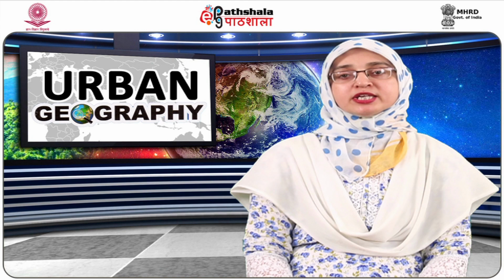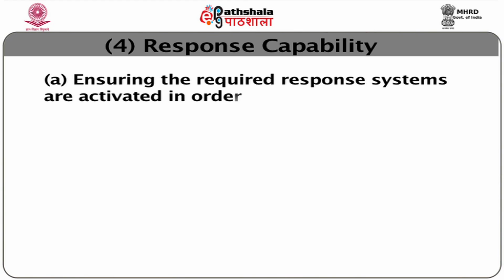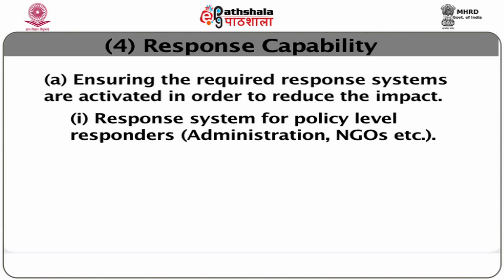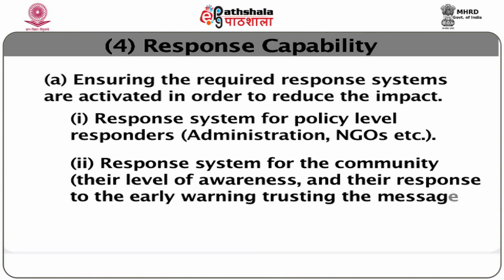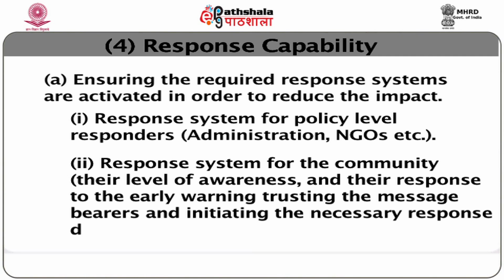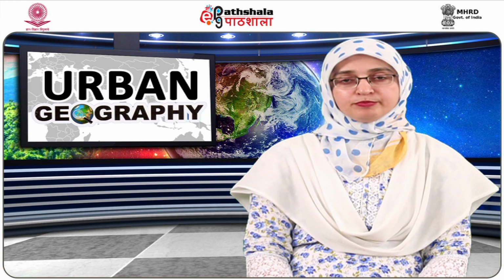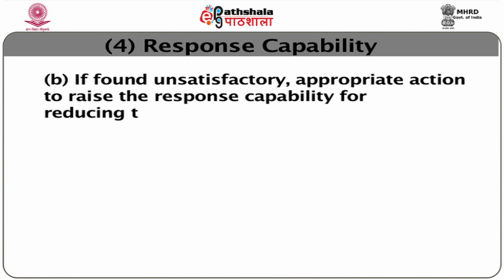Number 4, response capability, which include A, ensuring the required response systems are activated in order to reduce the impact. Number 1, response system for policy level responders, that is administration, NGOs, etc. Number 2, response system for the community, that is their level of awareness and their response to the early warning, trusting the message bearers and initiating the necessary response depending on the type of event. B, if found unsatisfactory, appropriate action to raise the response capability for reducing the impact of future events.